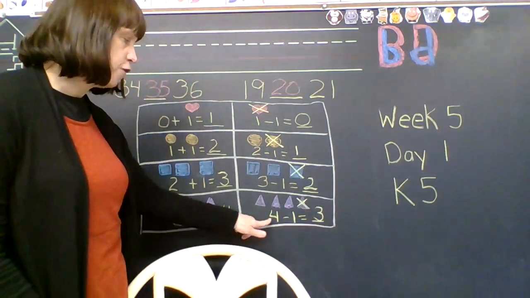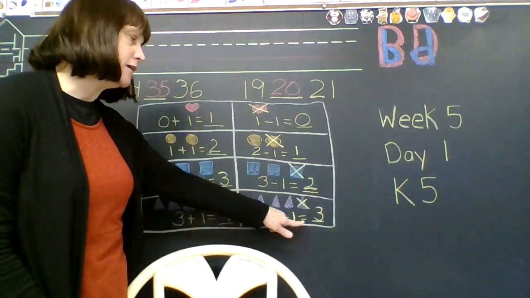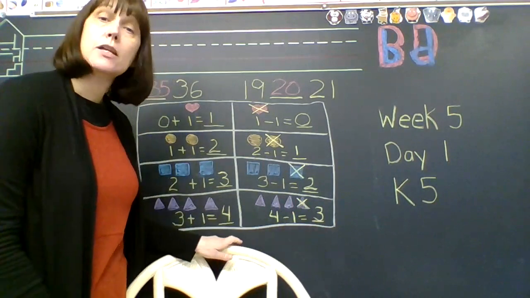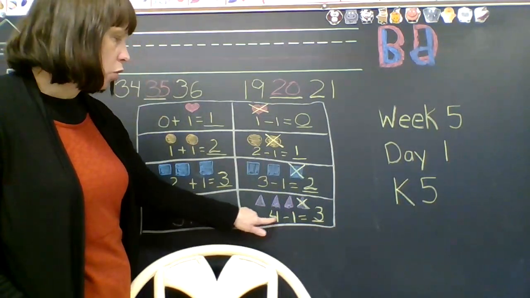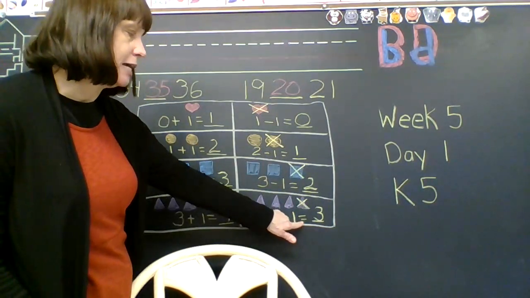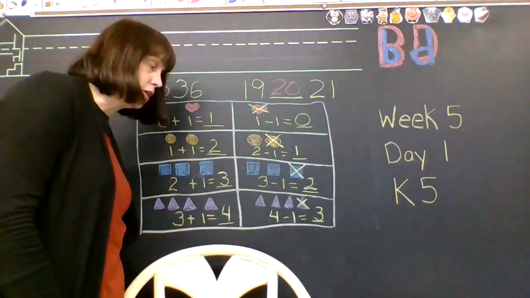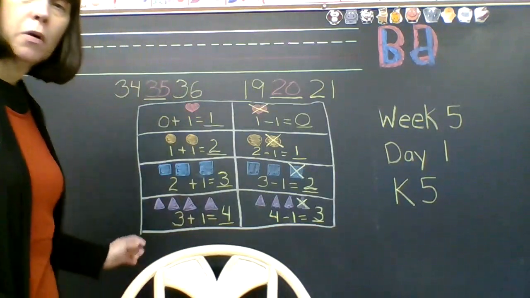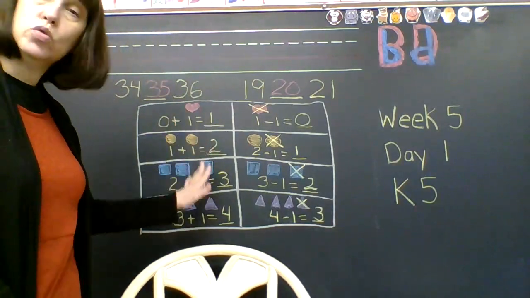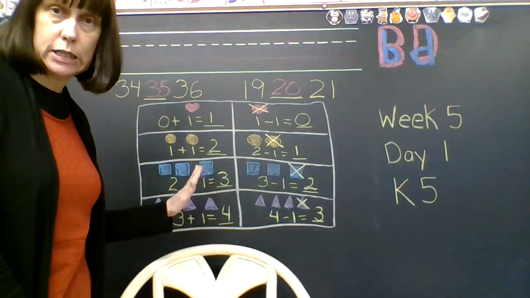All right, so 4 minus 1 equals 3. Say that with me. 4 minus 1 equals 3. Very good, boys and girls. Now you have got combinations like this to do on your worksheet today.